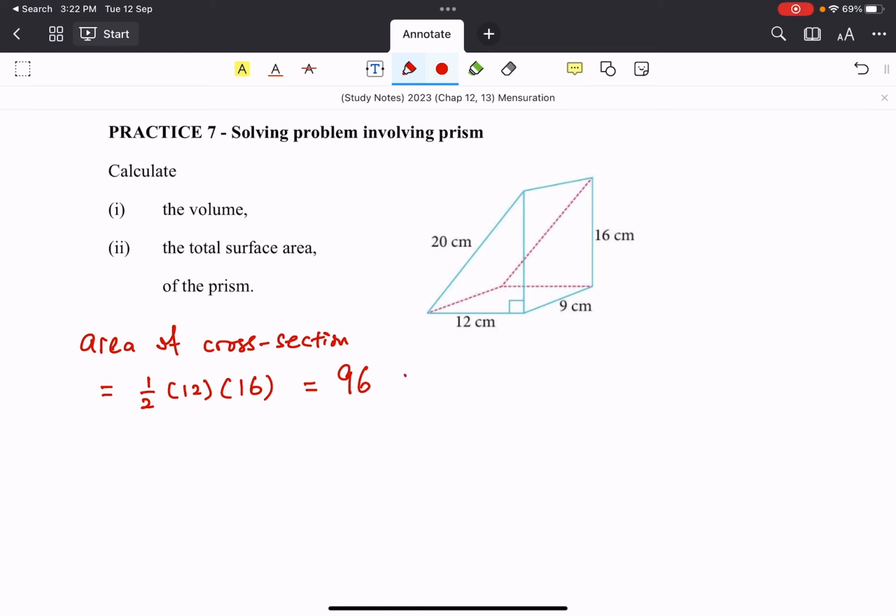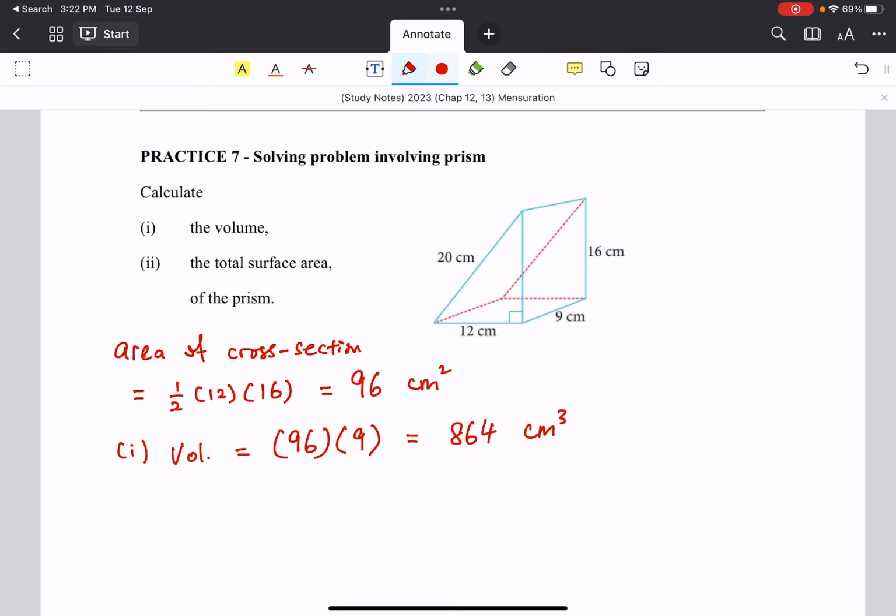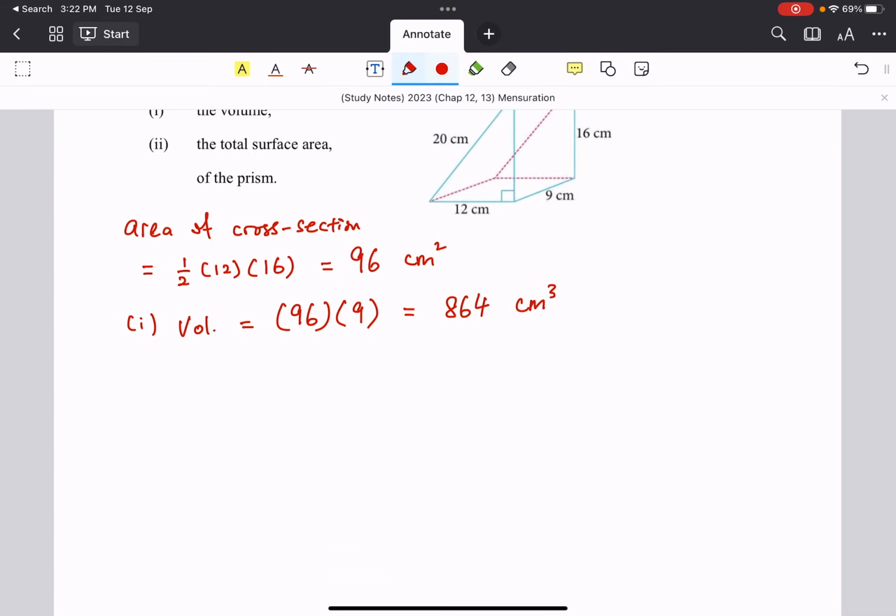So write down the units. We have the area of the cross section. From here, we can get the volume. The volume will be equal to the area of the cross section times the length. The length in this case is 9 centimeters. So that will result in 864 cubic centimeters. So that's the volume. Next, we want to find the total surface area.